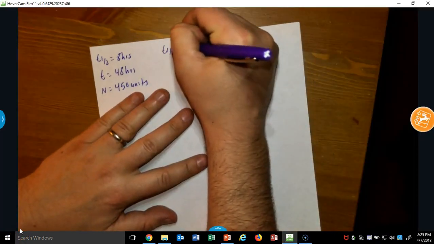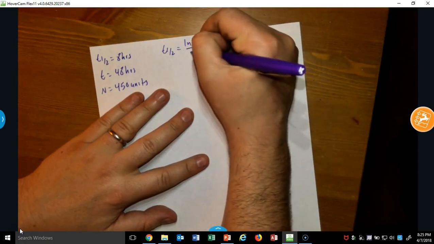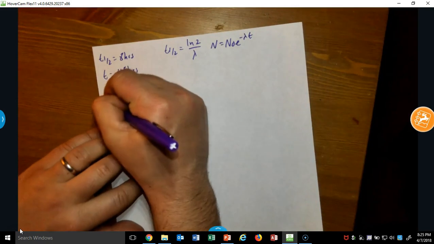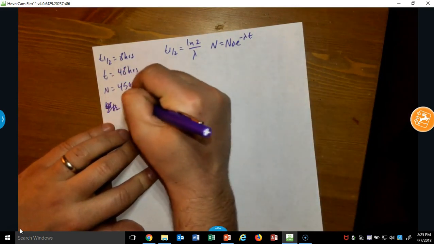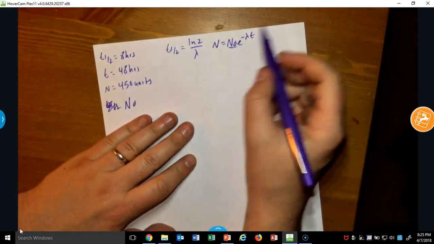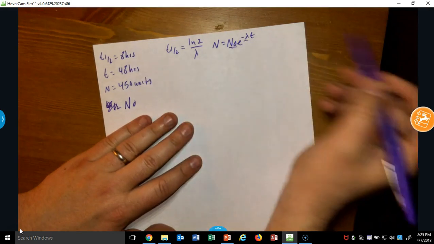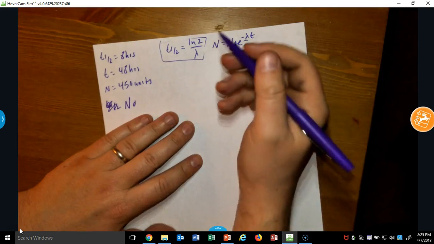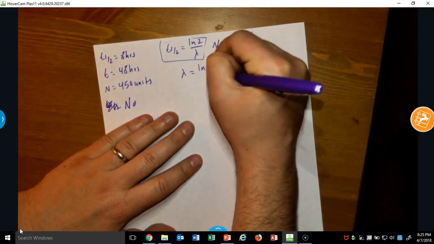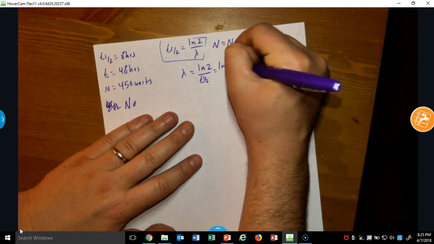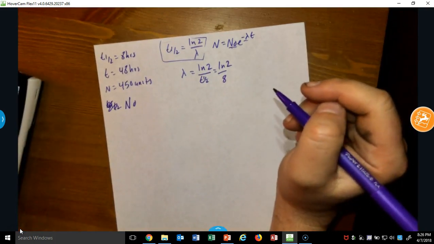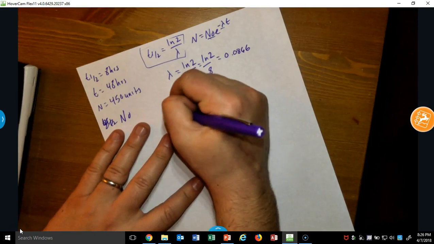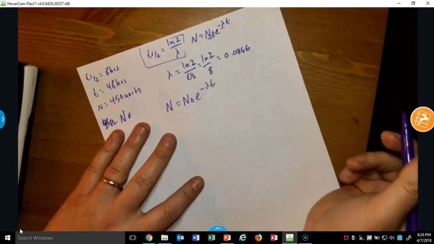Okay, so again we have our two equations. Half-life equals the natural log of 2 over lambda, and N equals N0 times e raised to the negative lambda t. Here we are asked to find the original amount. I have my equation here that contains the original amount, but once again I'm not given a value for lambda. If I can find lambda, I can solve for N0. So I'm going to use this equation up here to find lambda, since I know the half-life. So lambda will be equal to the natural log of 2 over the half-life, which becomes the natural log of 2 over 8. When we perform that calculation, we get our decay constant is 0.0866.